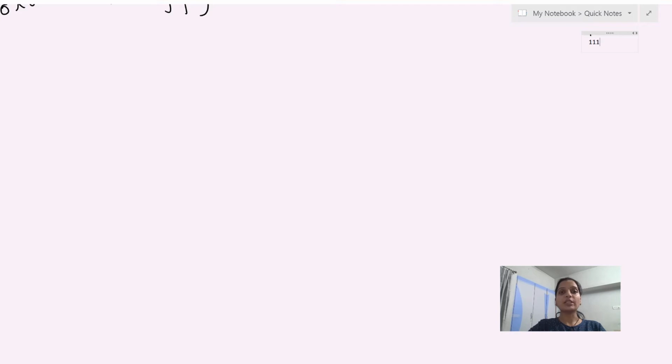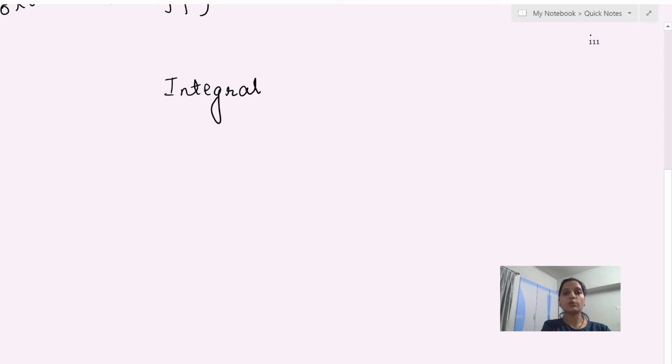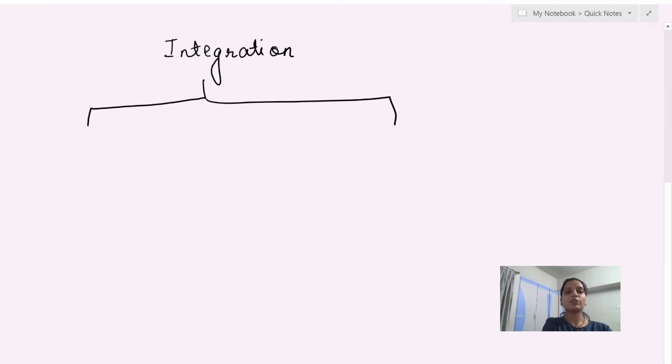To begin with, we started with my lecture on what we mean by multiple integration. We saw what we mean by double integration, then what we mean by triple integration. So in this chapter, when we studied integration, we studied two things, that is double integration and then triple integration.